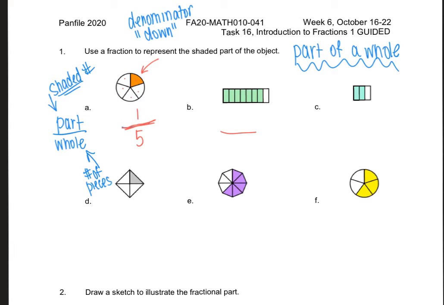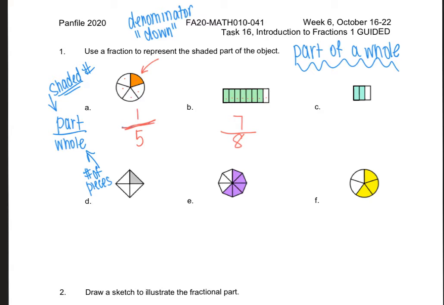You make your fraction, and again, you can do it either way. You can count how many you have first. So 1, 2, 3, 4, 5, 6, 7, 8 total, which would go on the bottom. And then you can see all but 1 are shaded, which is going to make a 7 on the top, because again, shaded number goes on top.